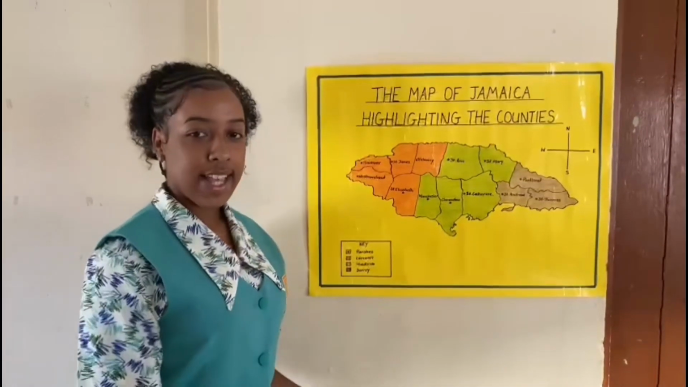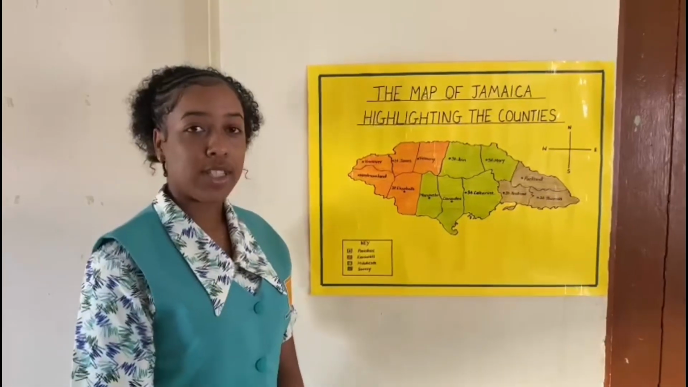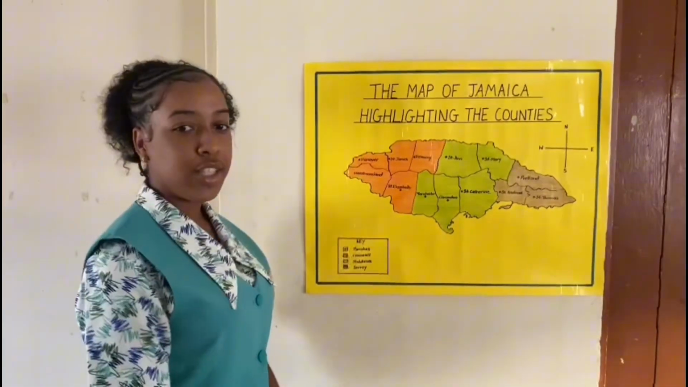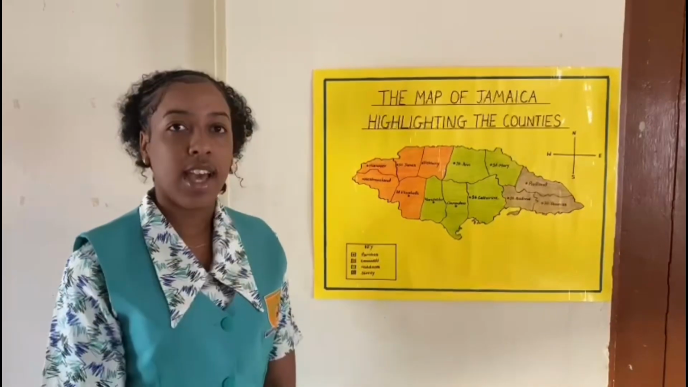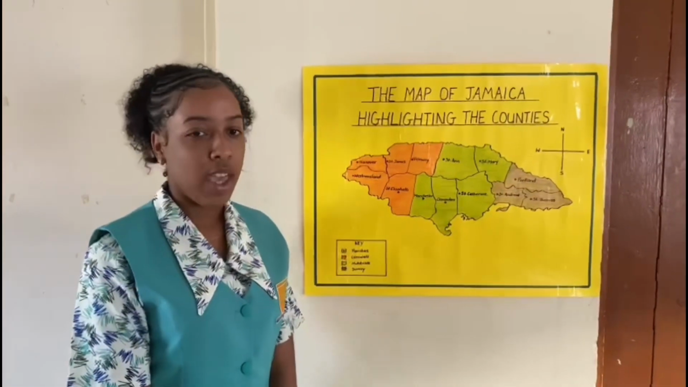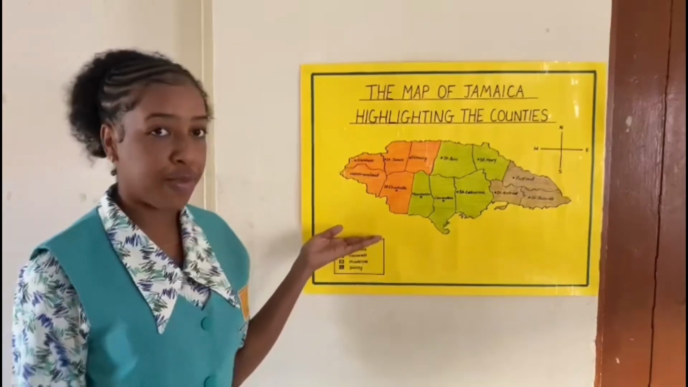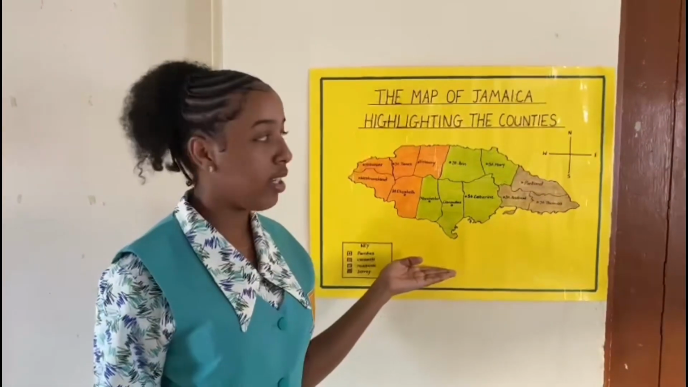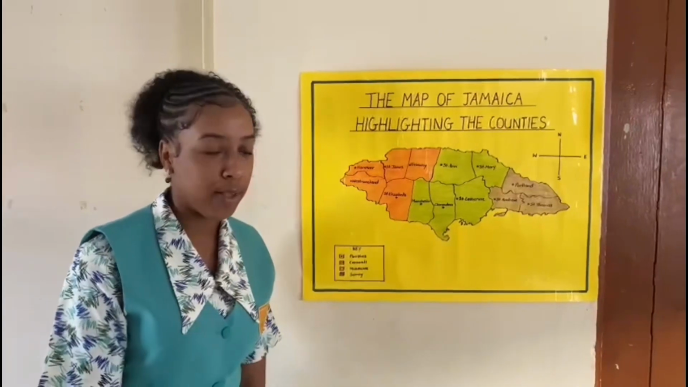So the chart has a detailed map of Jamaica, which is color-coded to clearly show the 3 different counties along with all the parishes that are a part of these counties. Here we have Cornwall in red, Middlesex in green, and Surrey in purple.